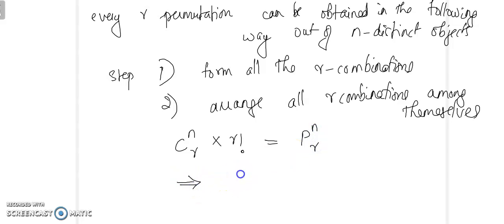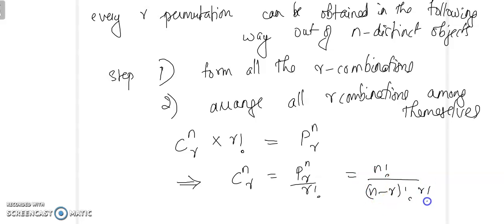So that will give us C(n, R) is equal to P(n, R) by R factorial. So that is n factorial by (n minus R) factorial by R factorial, which is going to be the definition of C(n, R). This is the number of combinations of n different objects taken R at a time without repetition. So this is how the number of combinations is obtained using the number of permutations.